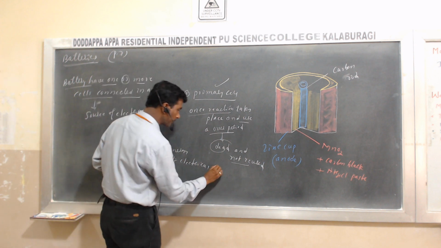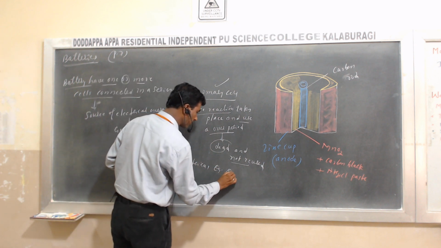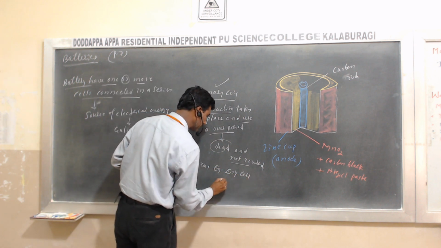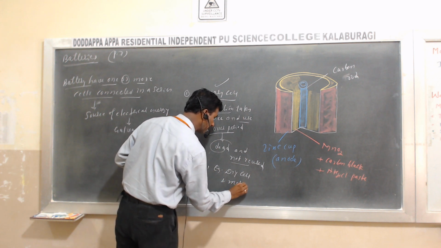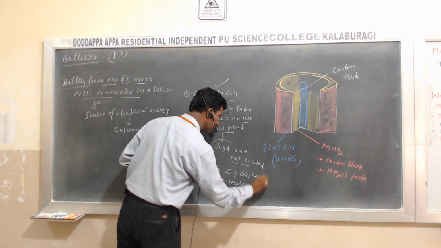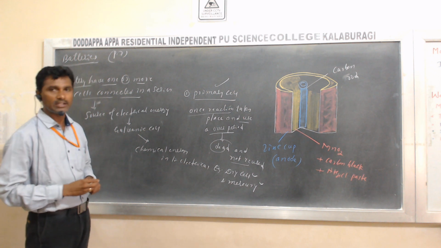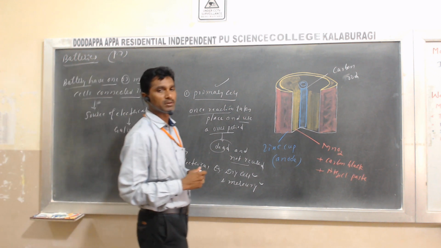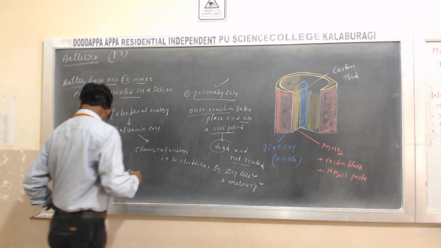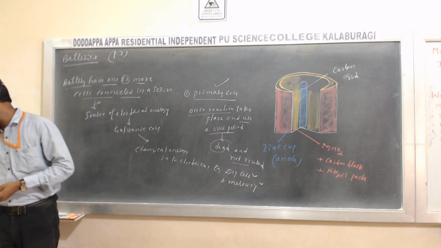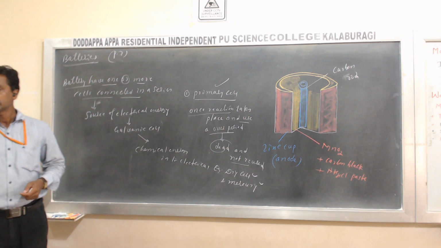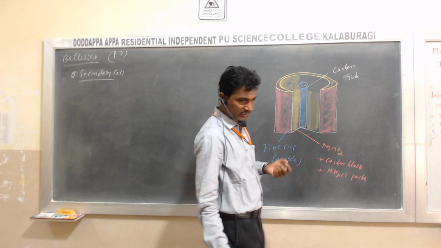The examples of primary cells: the first one is the dry cell, and the second one is the mercury cell. These are examples of primary cells. The primary cell is over.